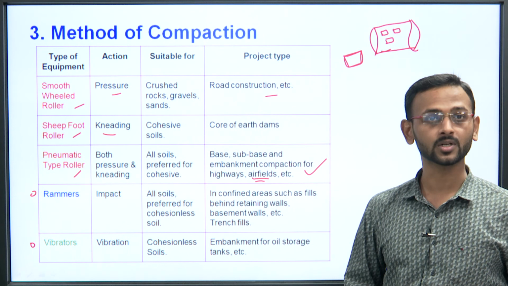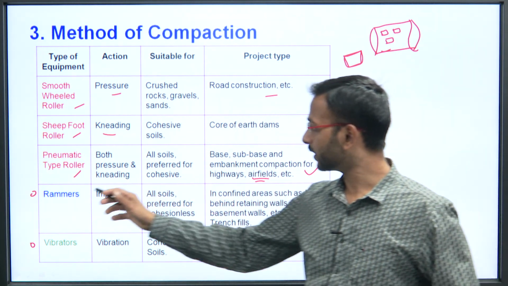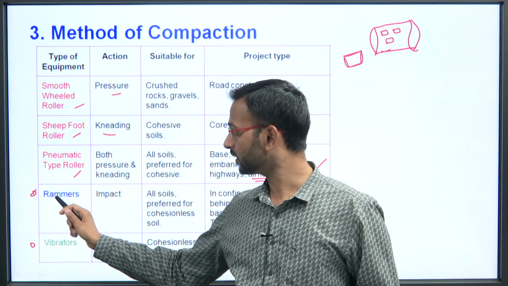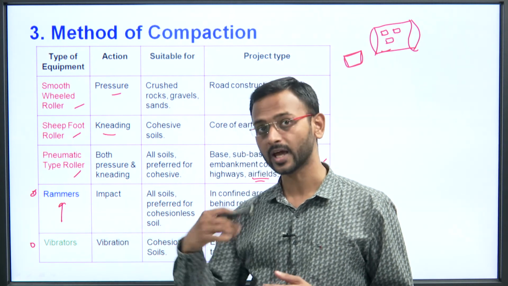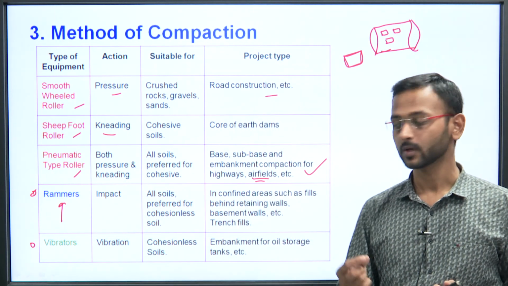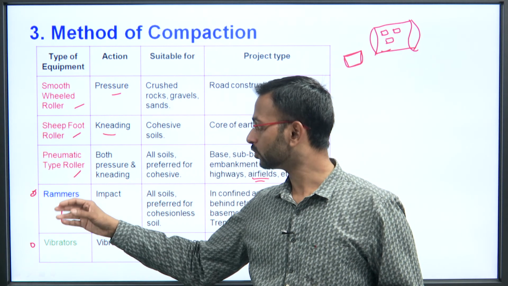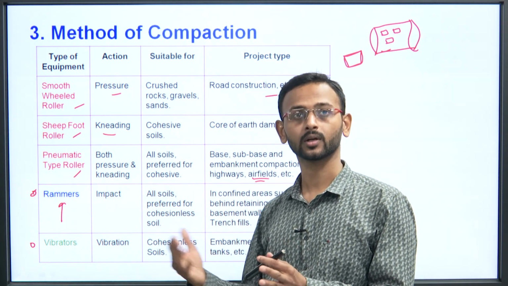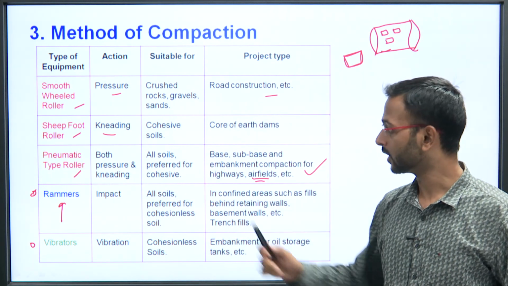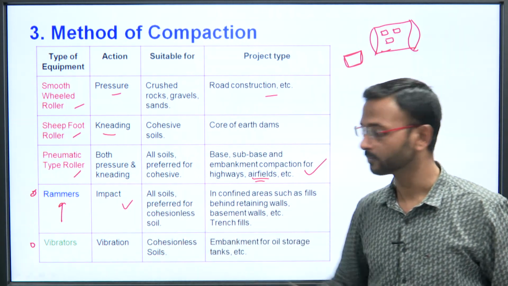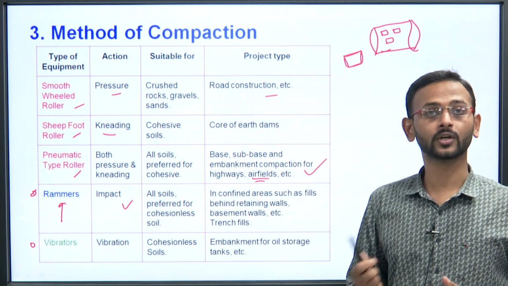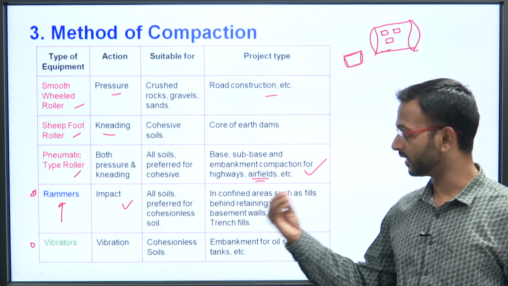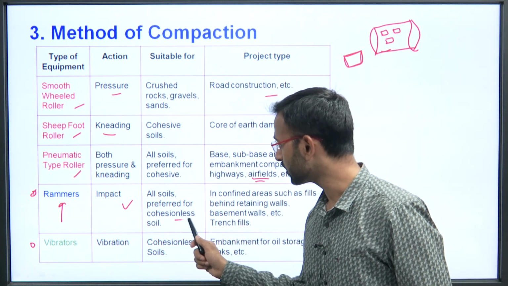When we talk about the rammers, as we discussed when we started, in labs we use some form of rammer. These rammers are similarly used in the field, but are somewhat larger in dimension. They use an impact type of action, and they are preferred for all types of soils, but mainly for cohesionless soils.